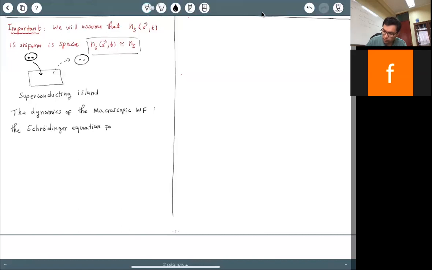For a charged particle. A charged particle in the sense that we have a charged superfluid, okay? And of course, the Schrödinger equation is the following. But here notice that this is the macroscopic wave function, okay?